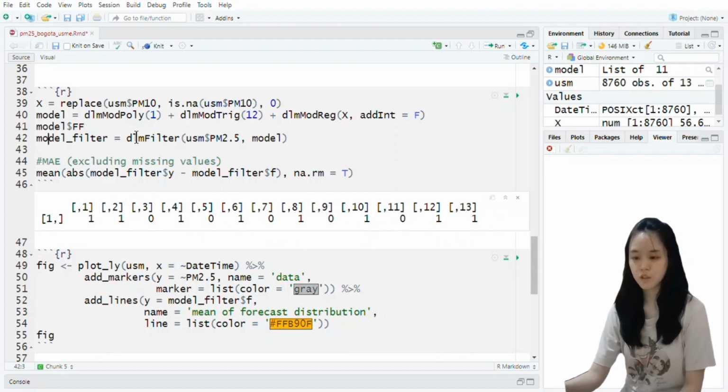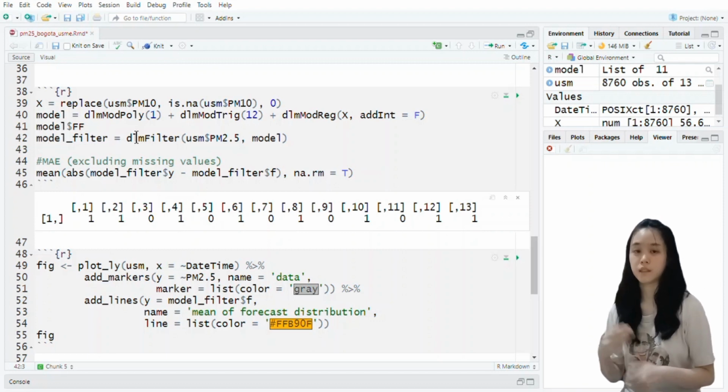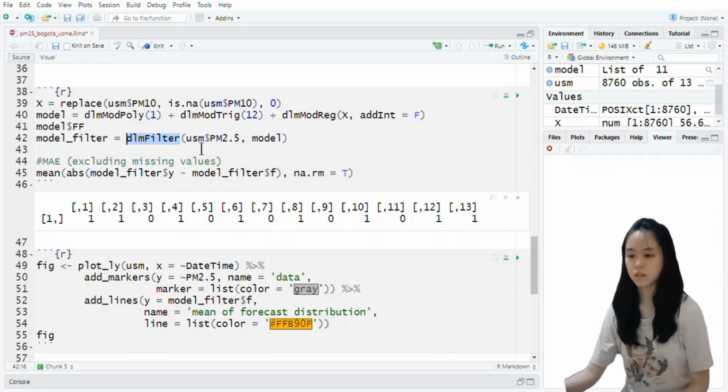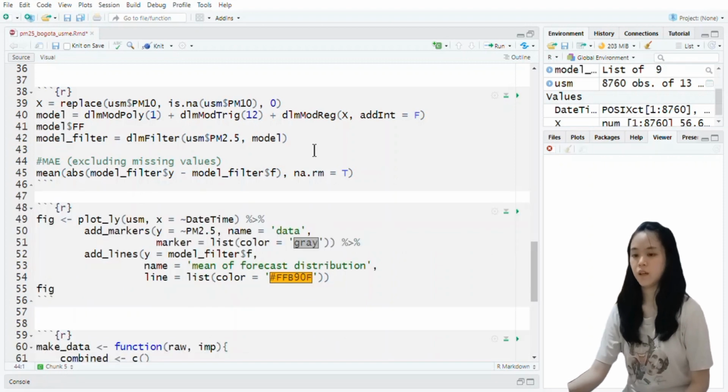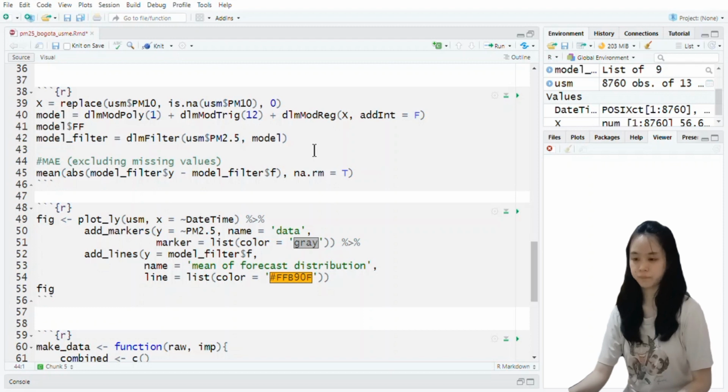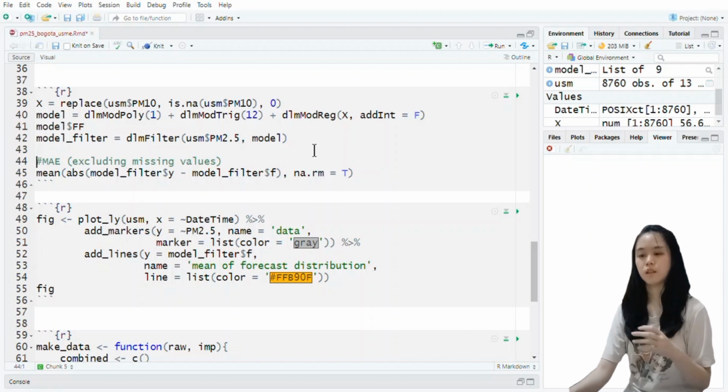And then line 42 is where we train our model. In other words, we update our inference of the state vector and the variance. We are using the dlmFilter function, and the input is the time series that we want to train on and the model that we've just built. And then to check our model performance, we are using mean absolute error. But in calculating that, we are excluding missing values in the time series.